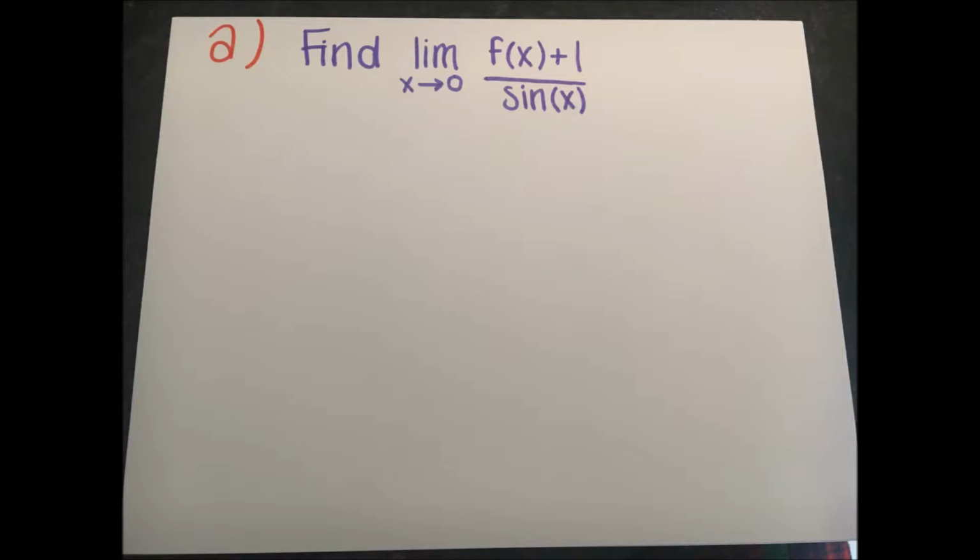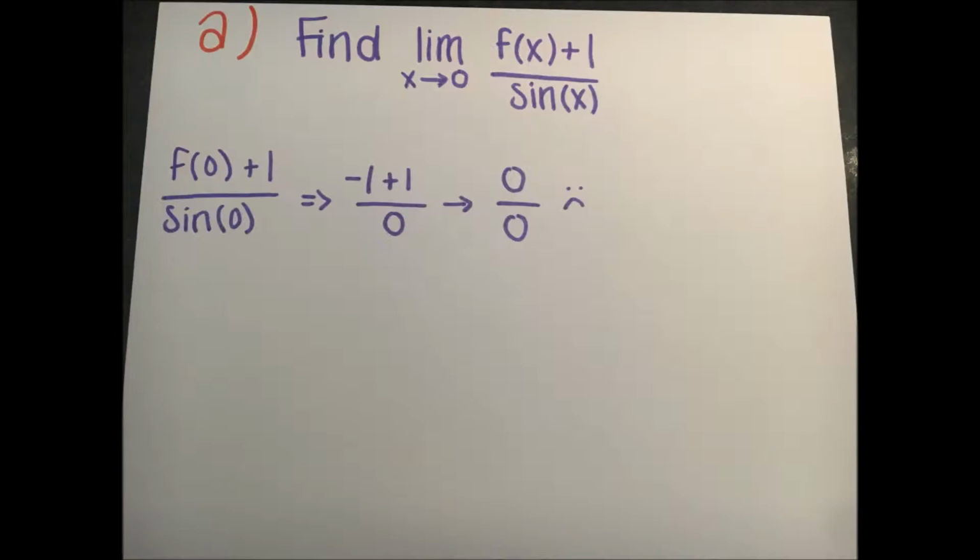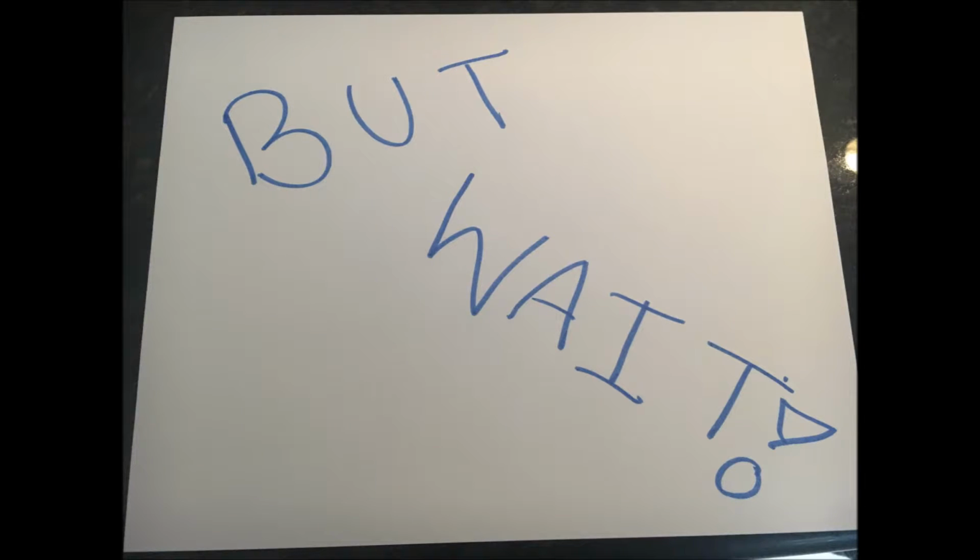Part A. It's asking you to find the limit as x approaches 0 of (f of x plus 1) over sine of x. We find that if we directly plug in 0, we get 0 over 0, which does not give us a real answer. But wait, isn't there something you can do if you get 0 over 0? There is, and it's called L'Hopital's.